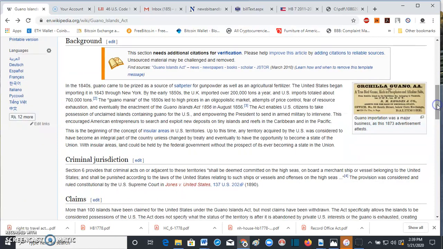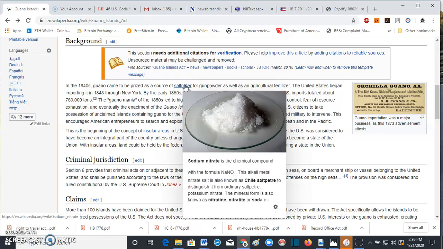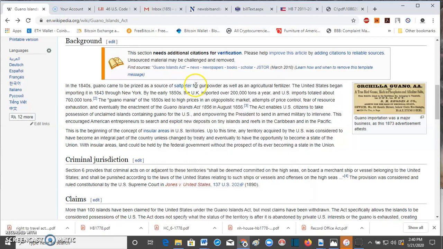Pay attention, people. In the 1840s, guano came to be prized as a source of saltpeter for gunpowder. Let's see what saltpeter is. Sodium nitrate, chemical compound with formula NaNO3, also called Chile saltpeter, distinguished from ordinary saltpeter, potassium nitrate. I guess it supplements the gunpowder or something like that, as well as agricultural fertilizer.